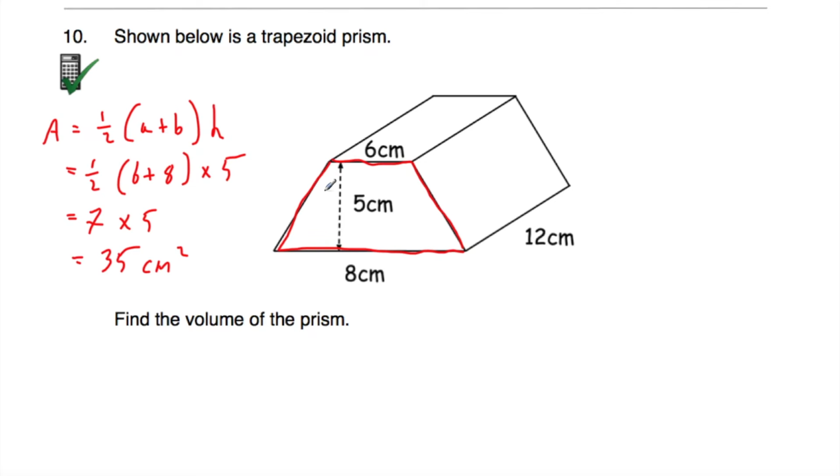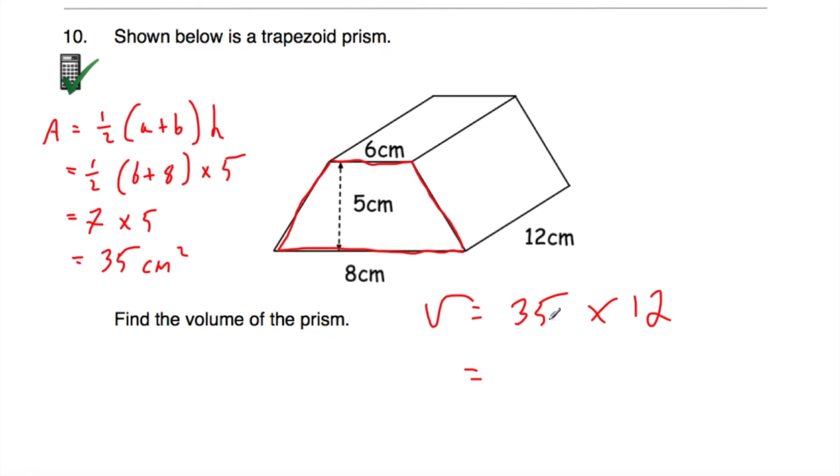And it's very important whenever you're doing these questions, you know how to find the area of a triangle, which we looked at previously, half the base times the height, but also a trapezium, which is a half a plus b, and then times by h, the distance between them, that perpendicular height. And now we've found the area of the cross-section. Now we just need to multiply by the length of the prism. So the volume would be equal to the cross-sectional area, which is 35, multiplied by the length of the prism, which is 12.